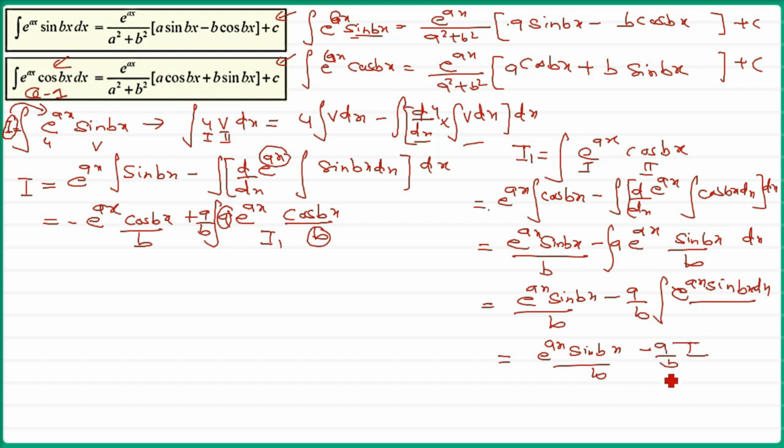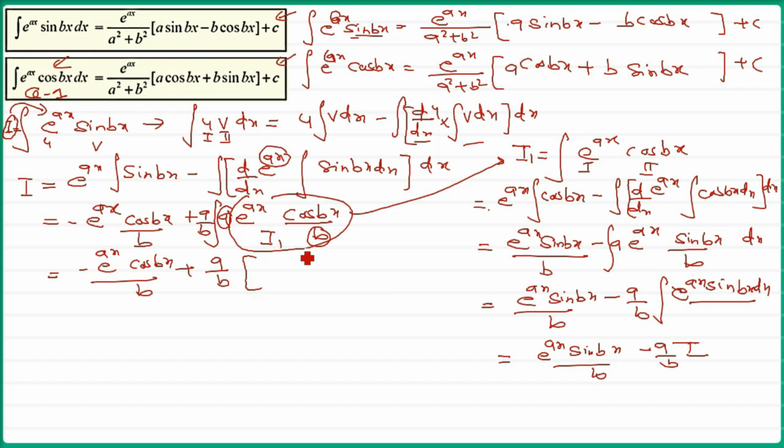Alright. So this I1 I told you. So we started with this one, I1. And we came to this one, that is I1 is equal to this expression which you see on the right. So let's proceed with the initial one, negative e raise ax cos bx by b plus a by b. Now I am bringing this in, which I just called as I1 at my discretion. So e raise ax sin bx by b minus a by b, I is already there.